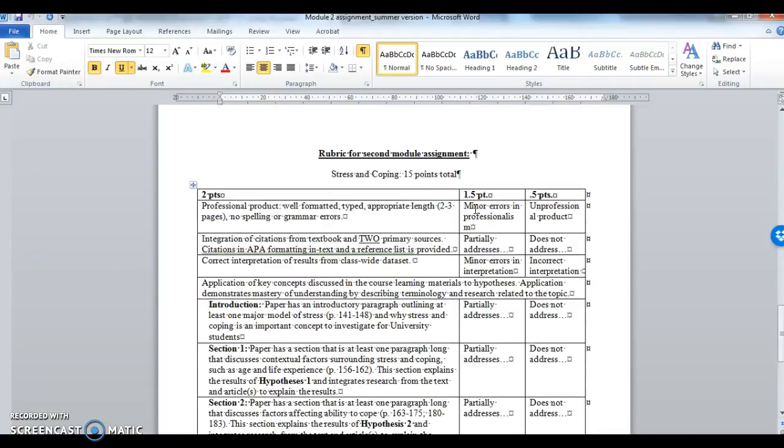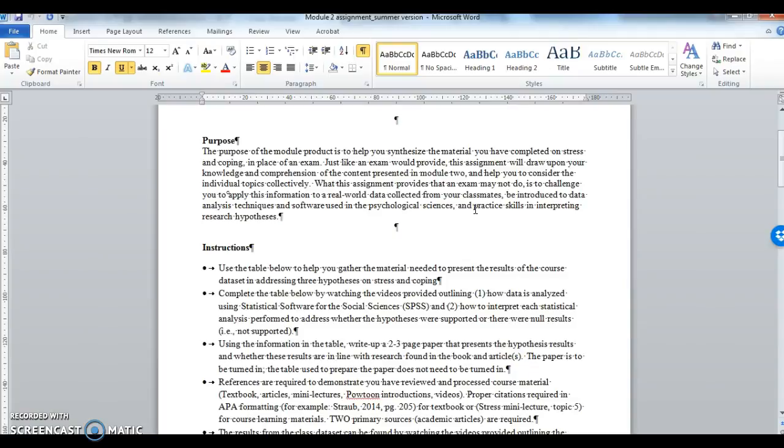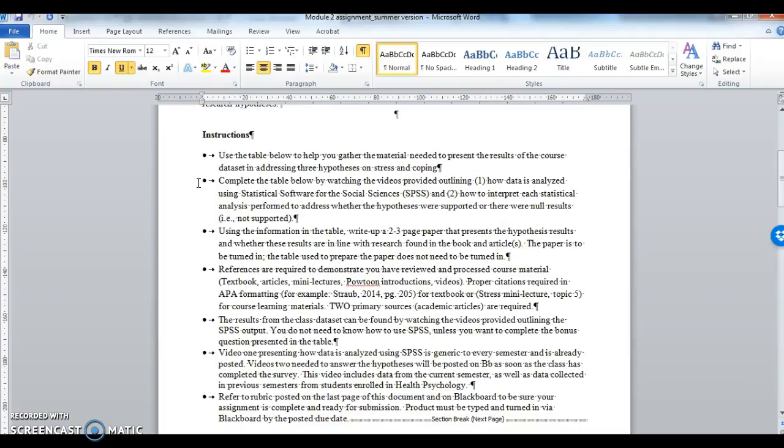So now I want to walk you through the expectations for this assignment, and then I will go through each of the 3 hypotheses. So this module product is to help you to think more about stress and coping, but also to be very careful that you are providing real information, so real scientific facts that support what you are saying. This can be pulled from your textbook and also from articles that you can find, some primary resources, so research that has been done that you're hearing straight from the authors who conducted the research, not secondary sources.